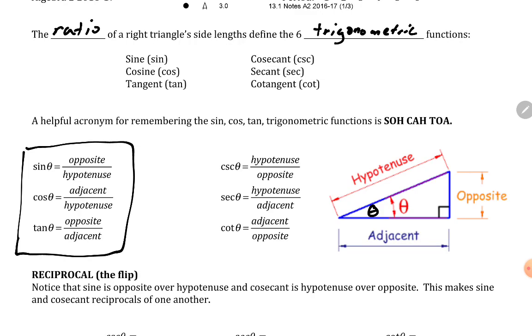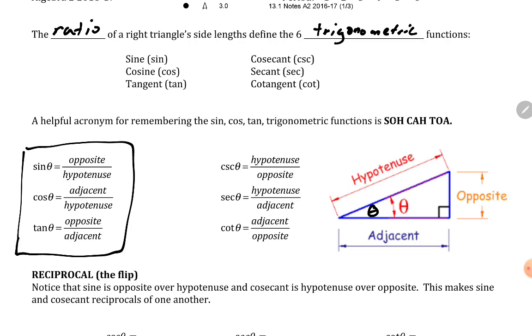Now, one way of remembering this is SOHCAHTOA. S stands for sine, O stands for opposite, H stands for hypotenuse, and A stands for adjacent.